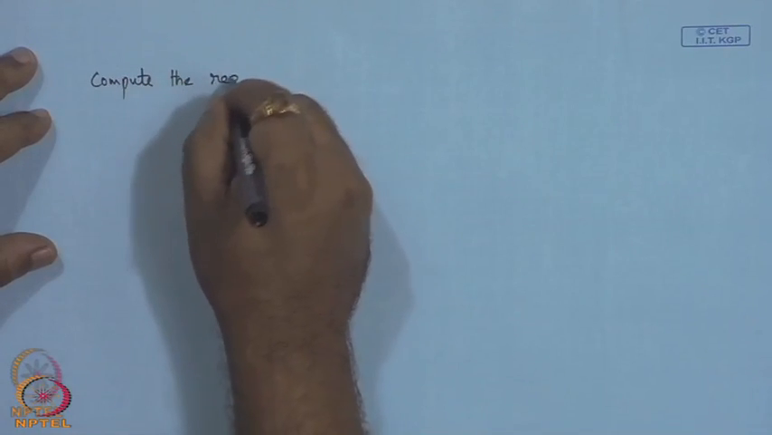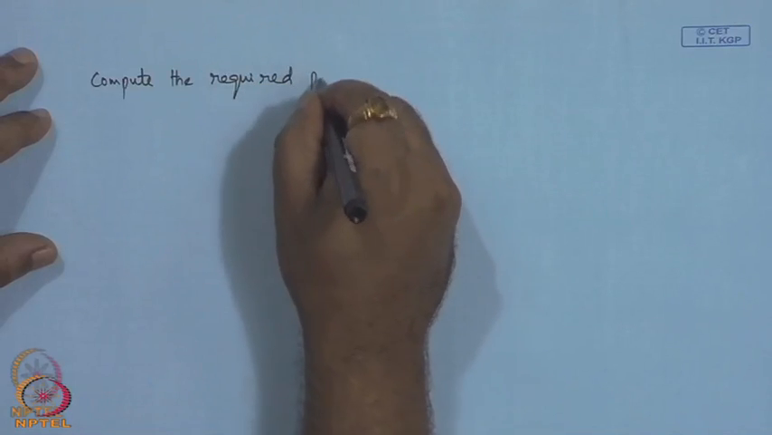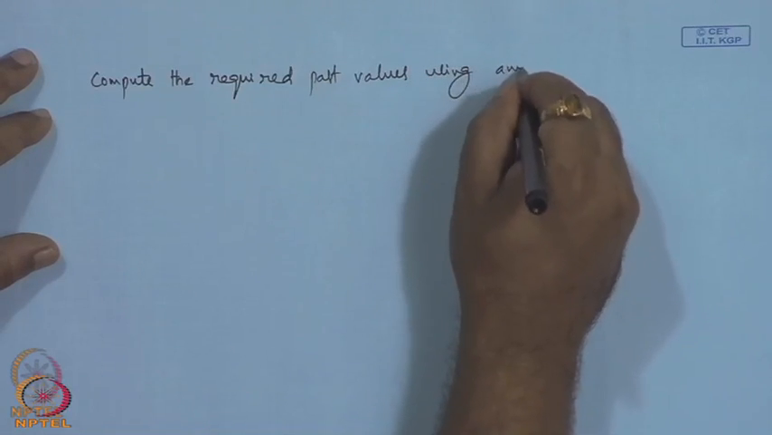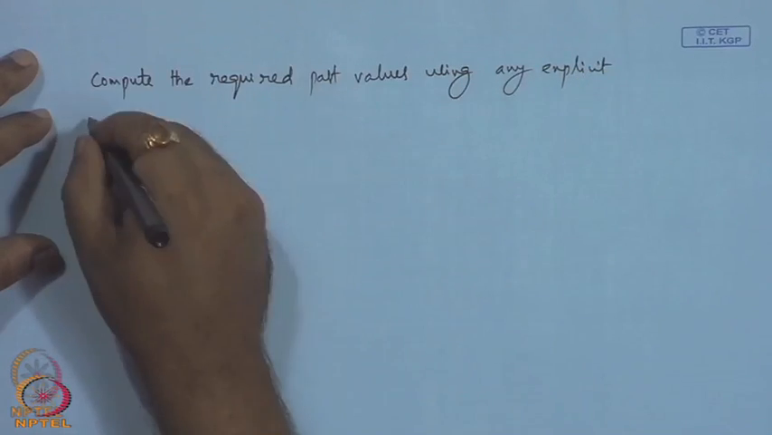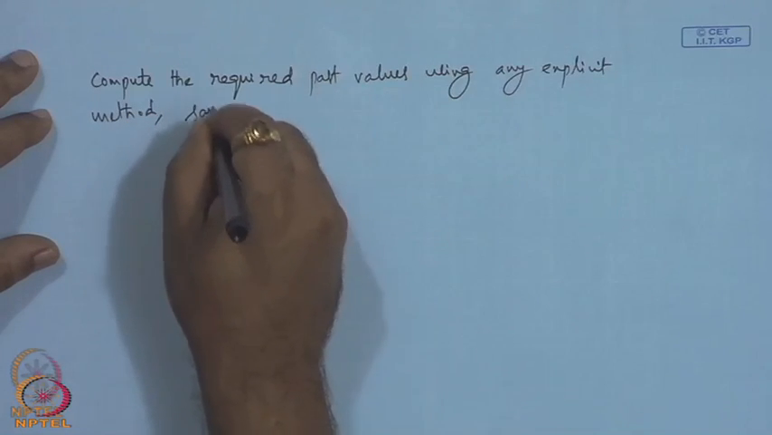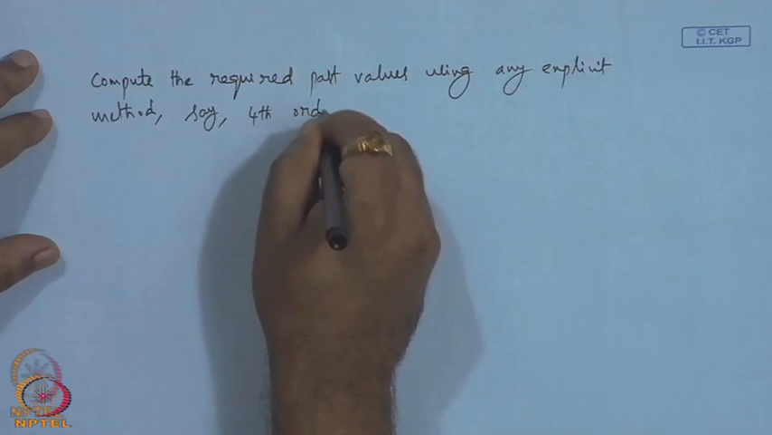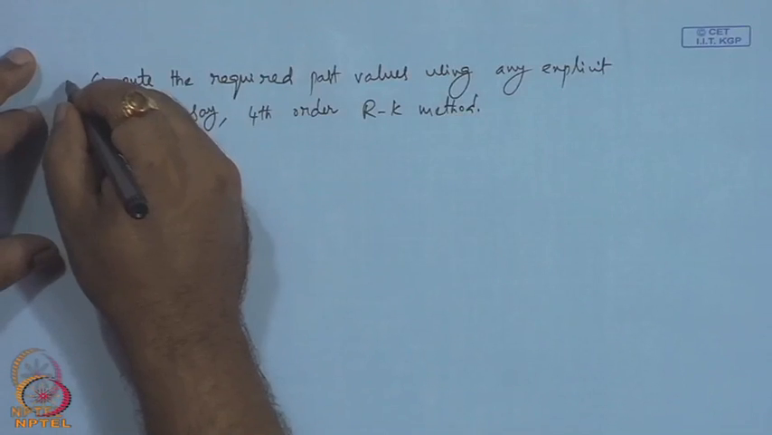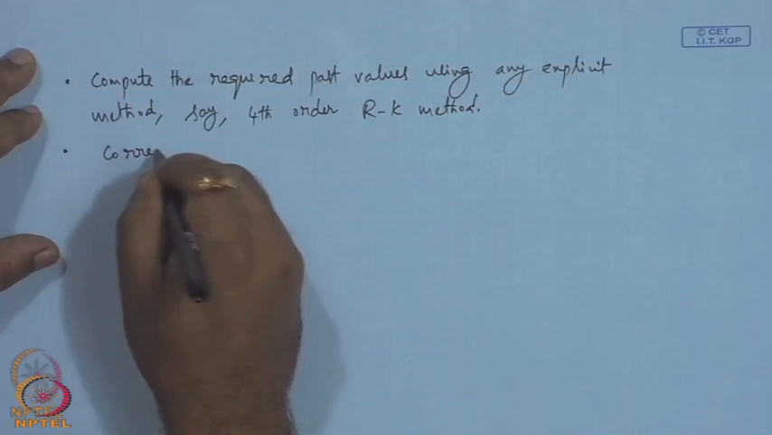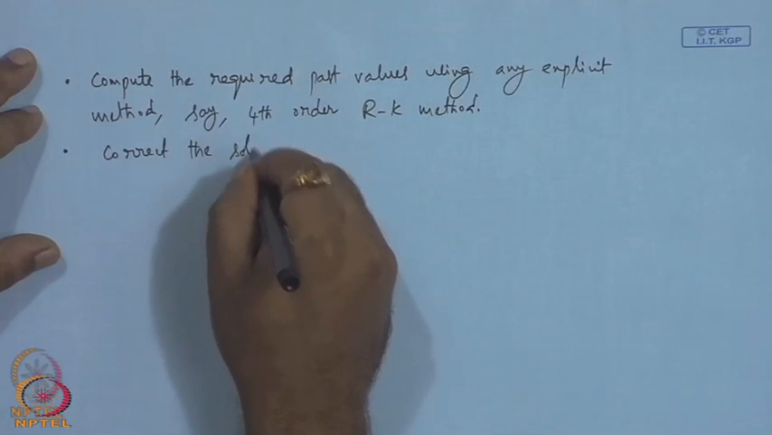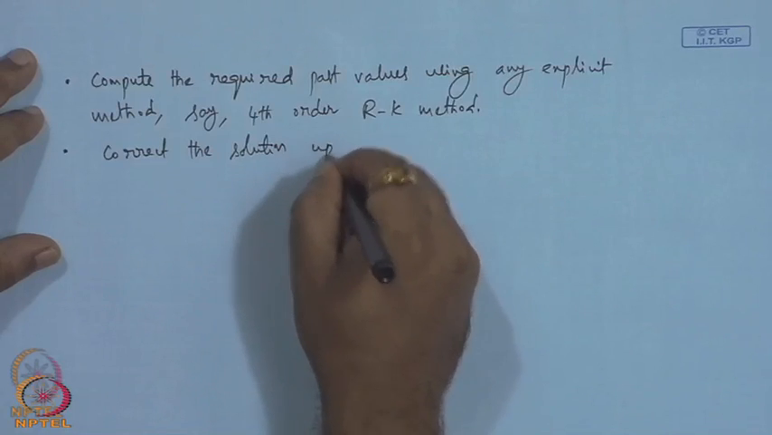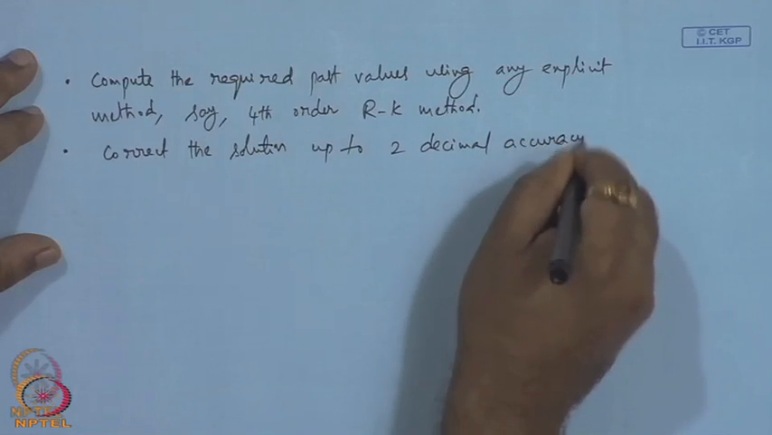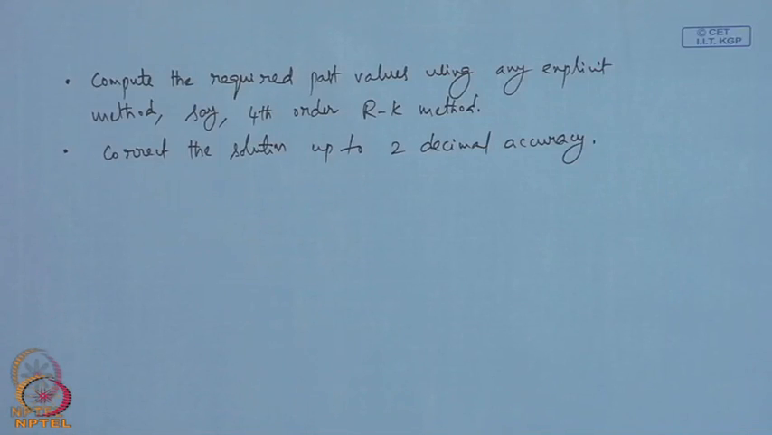Compute the required past values using any explicit method, say fourth order RK method, and correct the solution up to 2 decimal accuracy. So, these two statements are required.